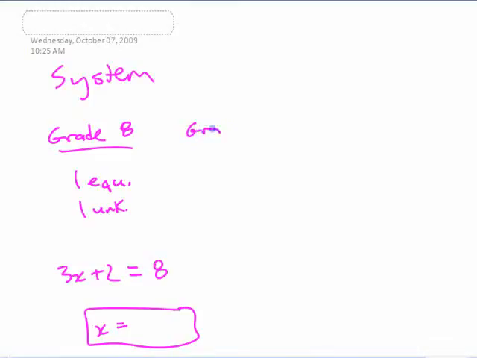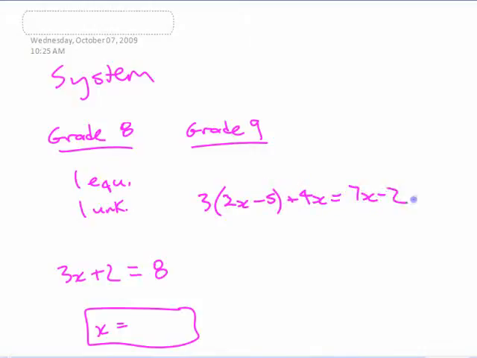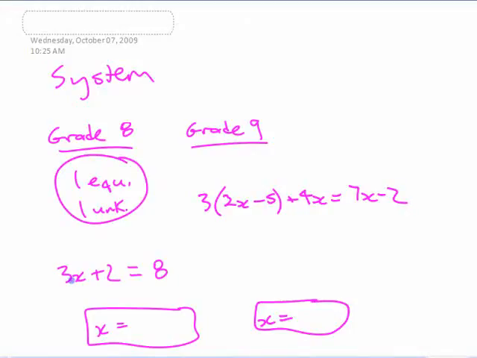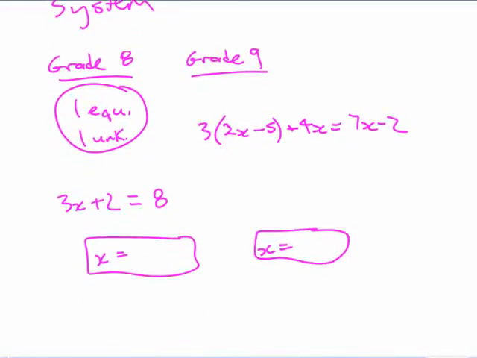Grade 9, you continued with that, but you made the equations look really complicated. So you didn't just have something like this, you had 2x minus 5 plus 4x equals 7x minus 2 or something like that. But it still was the same idea, x equals something. That was what your solution looked like. You were looking at a single equation at a time with one unknown.